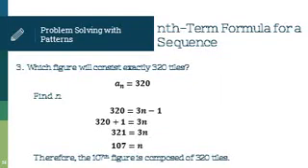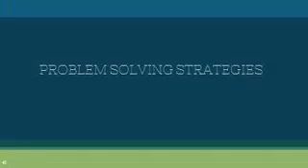Next one, which figure will cost exactly 320 tiles? So, gawin nyo lang dyan. 320 is equal to 3n minus 1. Then, transpose nyo yung negative 1 doon sa kabila.